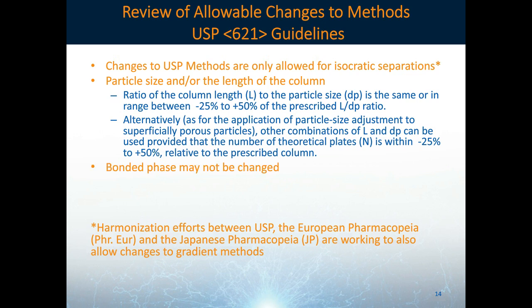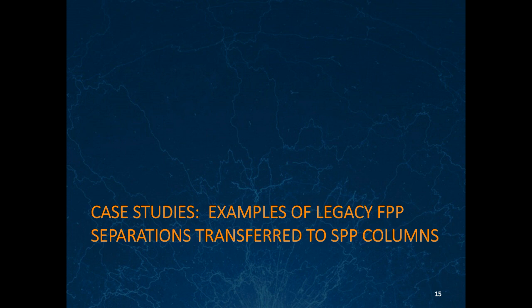The bonded phase may not be changed. Temperature may be adjusted plus or minus 10 degrees C, and the flow rate may be adjusted plus or minus 50%. So now I'd like to go over some case studies where we have examples of legacy FPP separations transferred to SPP columns.